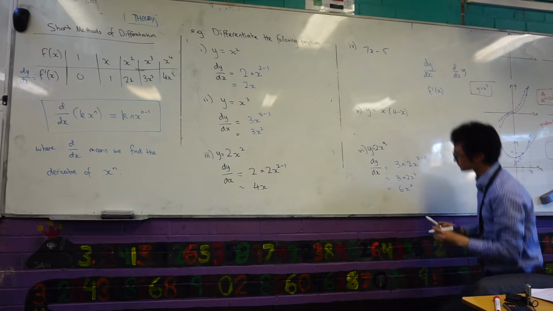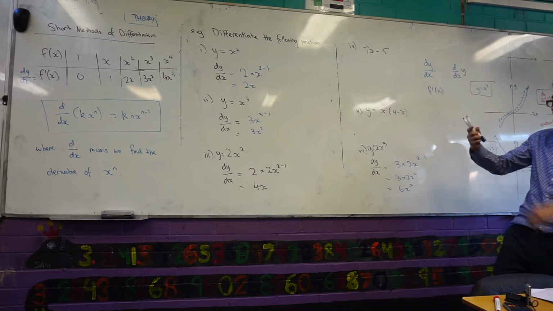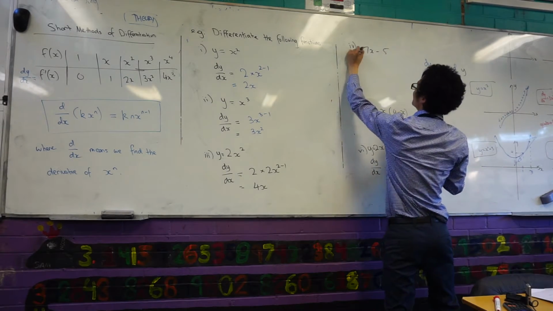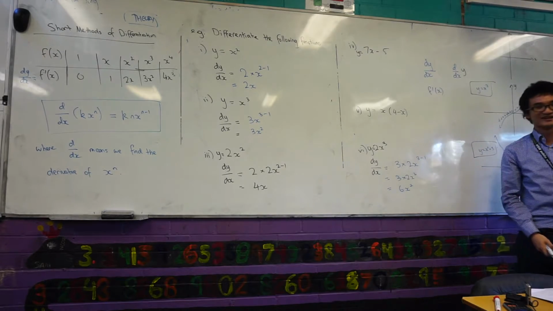So is that meant to be a y equals 7x minus 5 up the top there? Yeah, sorry. This is easy.